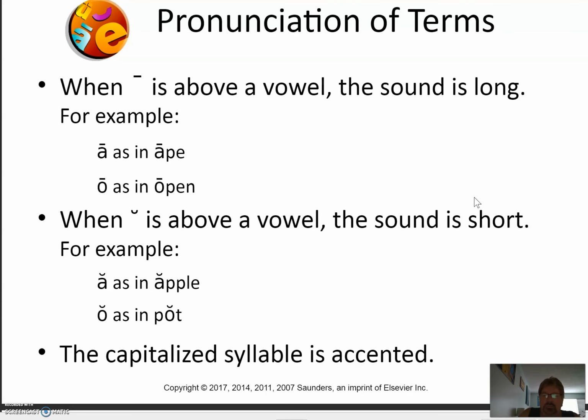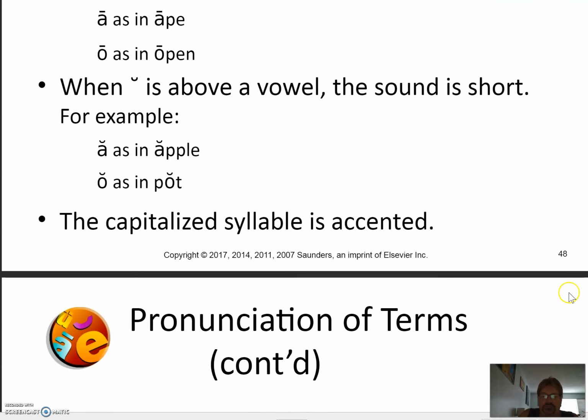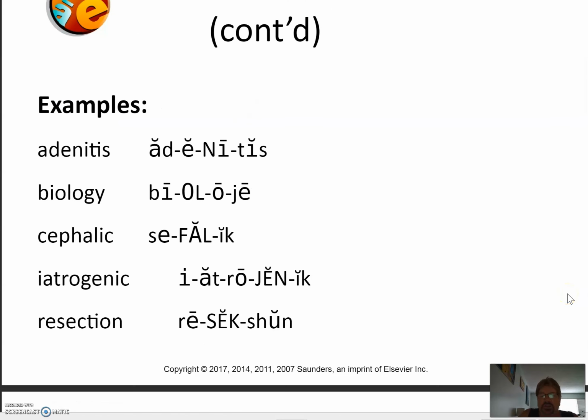Okay, pronunciation. Most of this, guys, comes just with practice. As I do these videos, I'll try to make it evident how it's pronounced. But this is just like I hopefully you learned in grammar school years ago. If it's got that straight bar, it's A as in ape. It's the long sound. If it's got this little smiley looking mark, it's the short one. Like here's A as in ape, A as in apple. See, it's not the same. The capitalized syllable is the one that's accented. Now that's something, guys, that comes with practice. Let's see what it says.